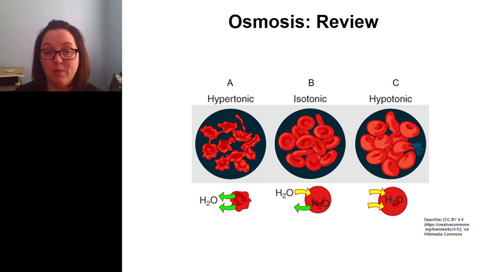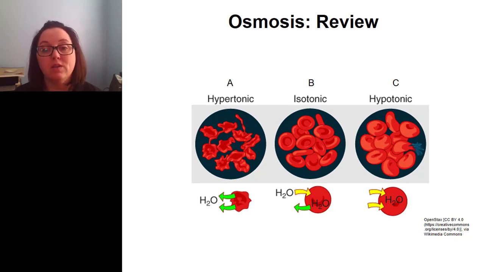If you said A was in a hypertonic solution, you were correct. Cells placed in a hypertonic solution tend to shrivel up because they're losing water. Water is moving outside the cell towards the hypertonic solution. In B, we see what a typical red blood cell looks like, kind of like a donut, but not really, with a hole in the middle. When red blood cells are in an isotonic solution, they're neither gaining water nor losing water, and they maintain their typical shape.